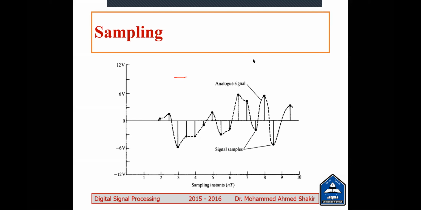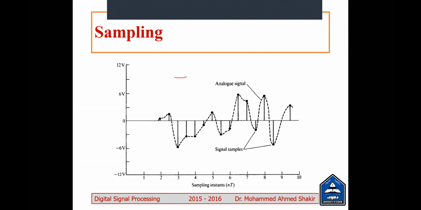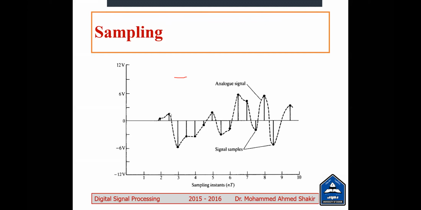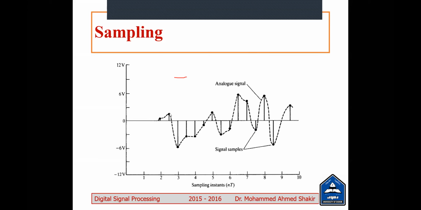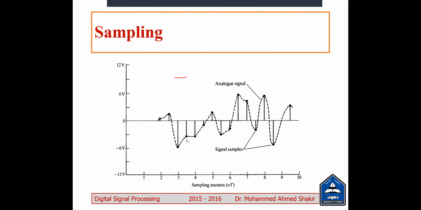Well, now let's go back to the graph, please. Look, now the dotted line, please look at the graph. Dotted line represents the original analog signal, while the straight line with black dots is the sample signal or the discrete time signal. So, look at this signal. This signal is only defined at these points. This one, this one, this one, this one, and so on. I mean, between these two points, there is no signal. The value of the signal is equal to what?